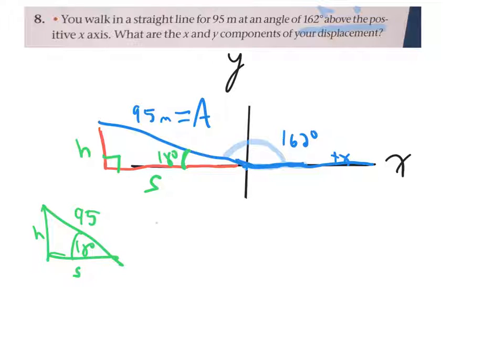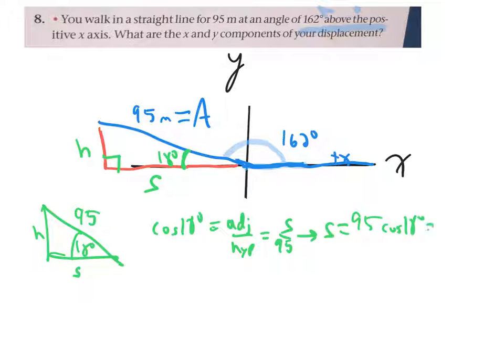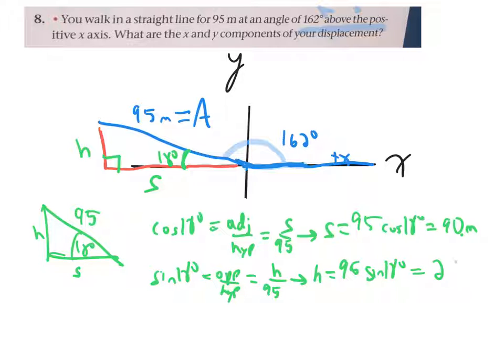So I say, well, the cosine of 18 is defined as the adjacent over the hypotenuse, or S over 95. So S is going to be 95 cos 18, which turns out to be 90. And sine of 18 is defined as opposite over hypotenuse, and so that's H over 95, which says H is 95 sine 18, and that's 29.